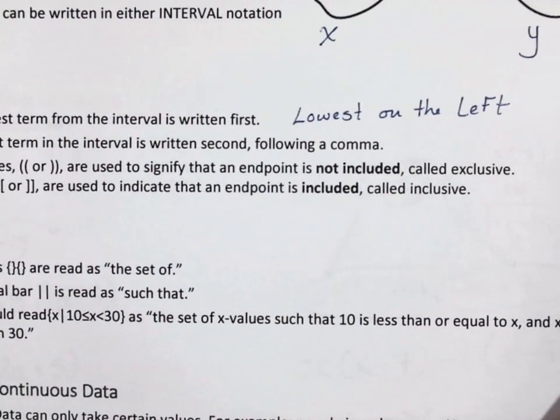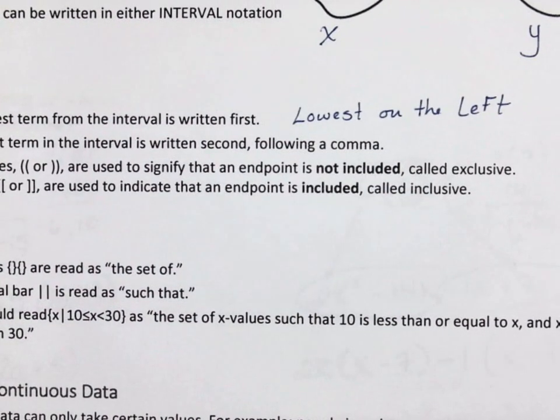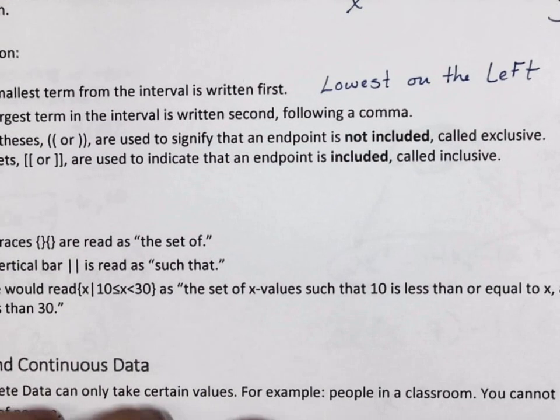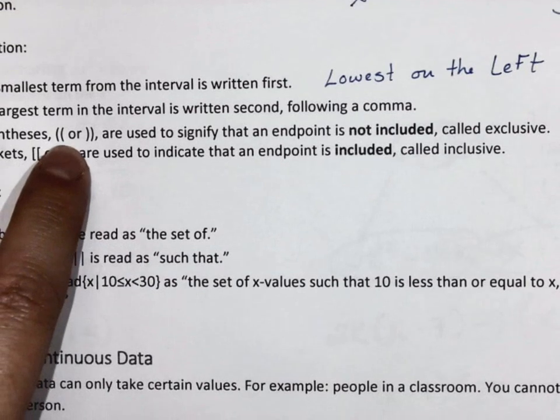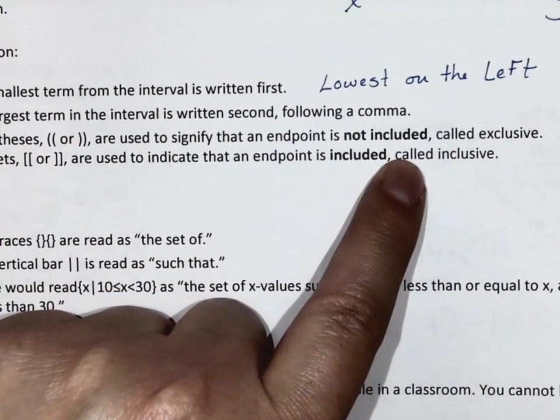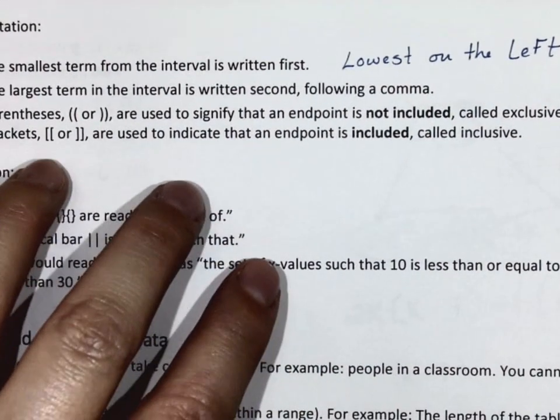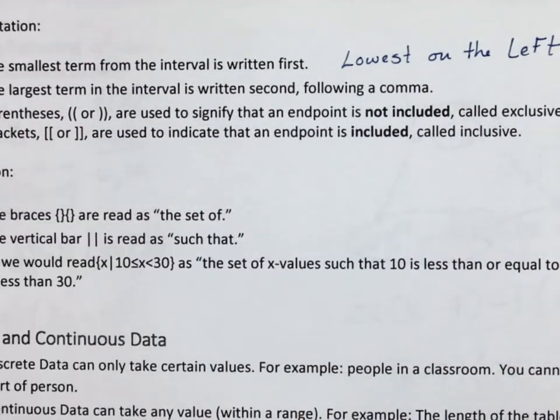So your lowest term always goes on the left-hand side. And then you pick your largest term and it gets written second with a comma. If we used round brackets, that means it's not included. And if we use square brackets, that means it is included.